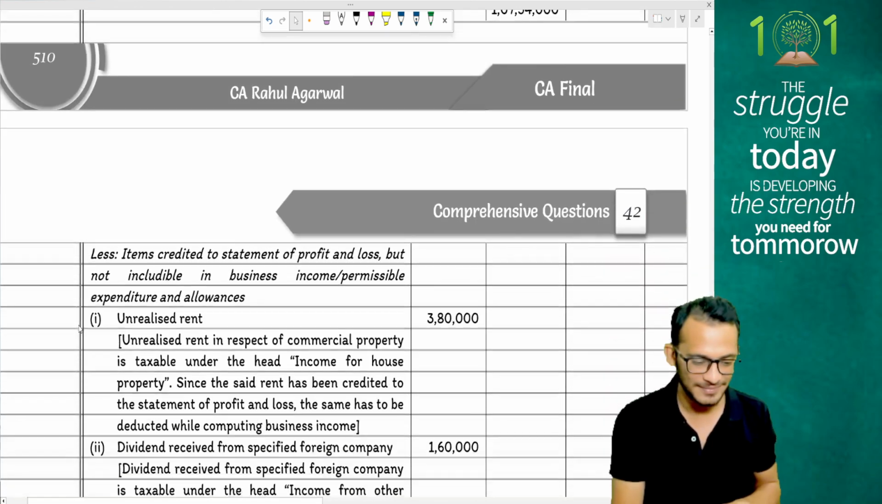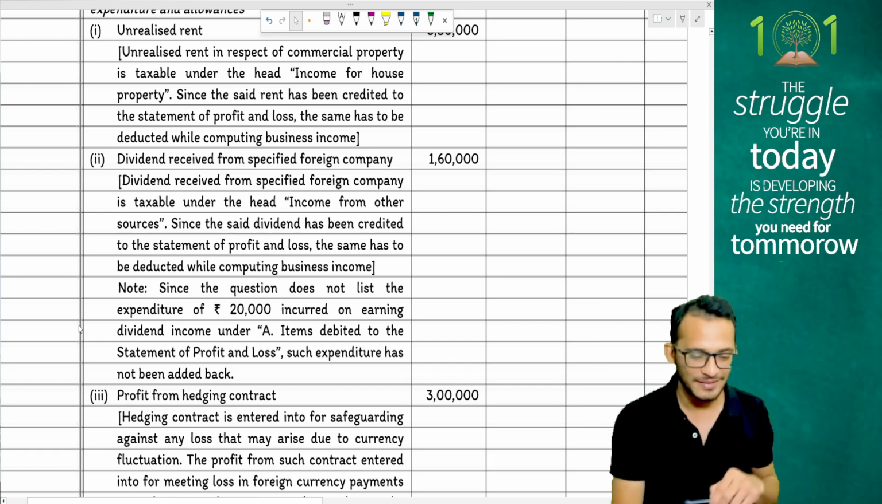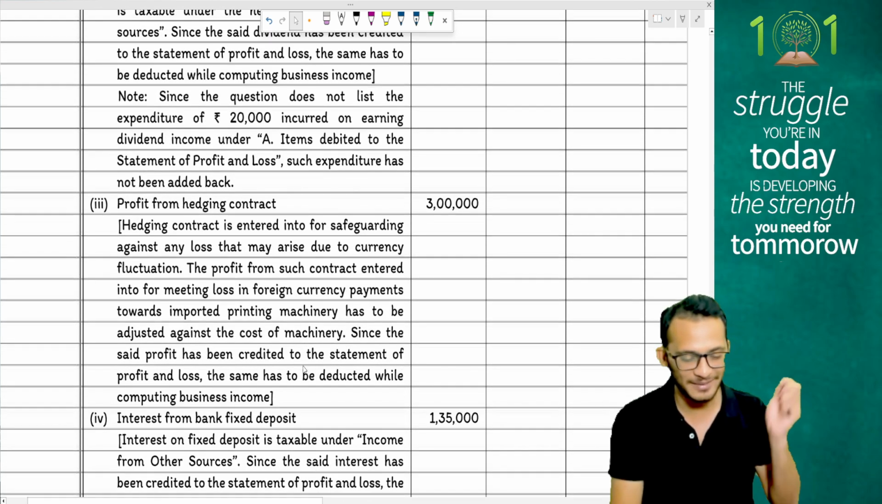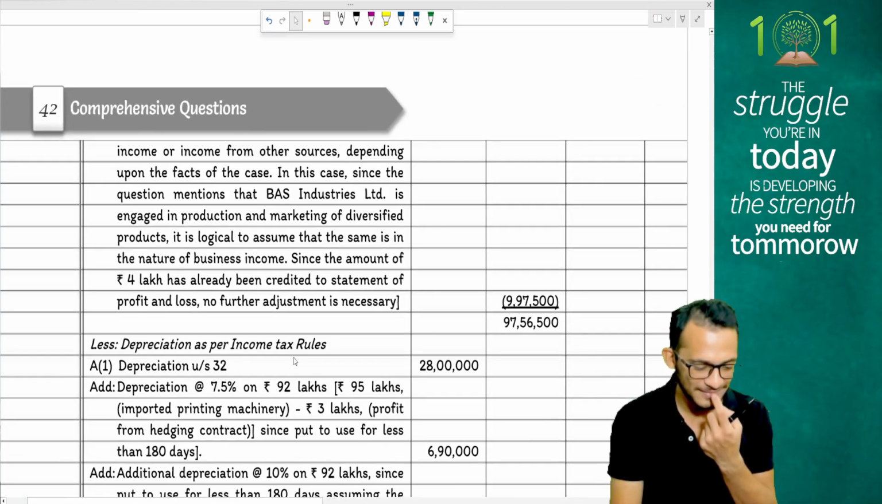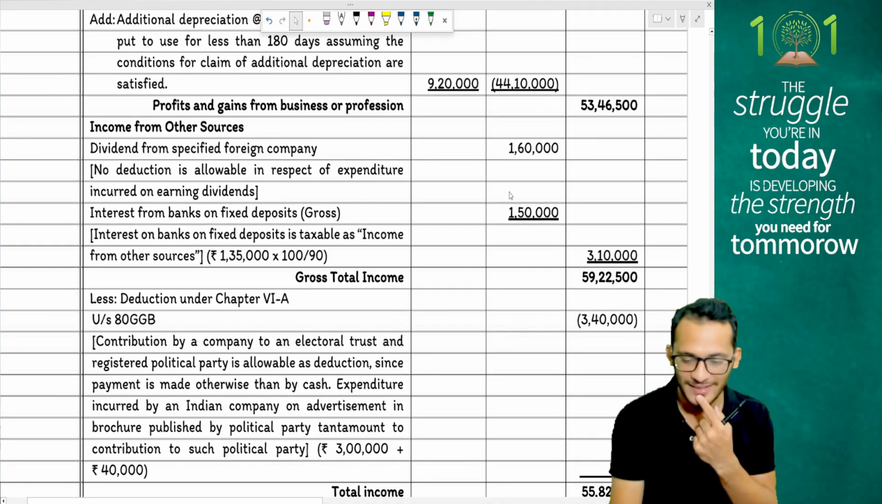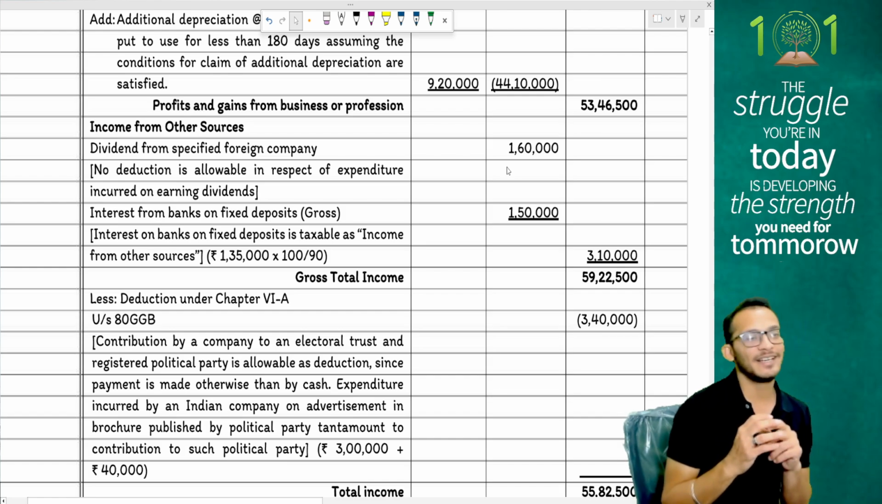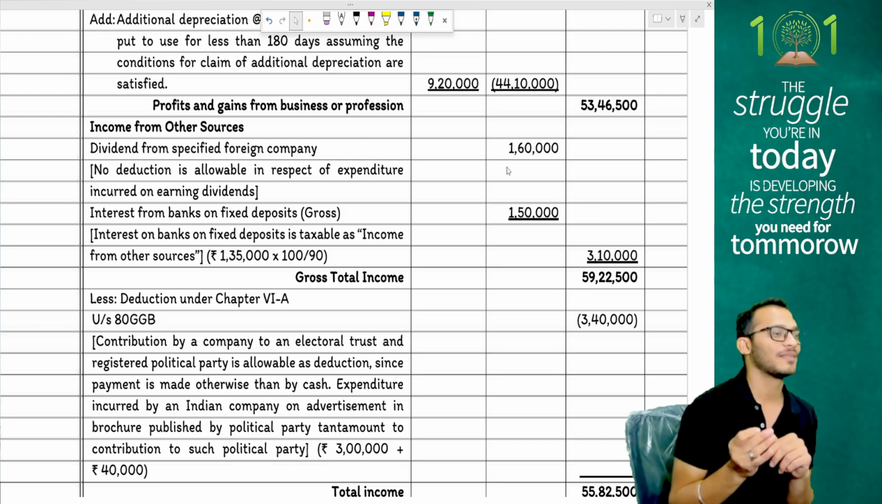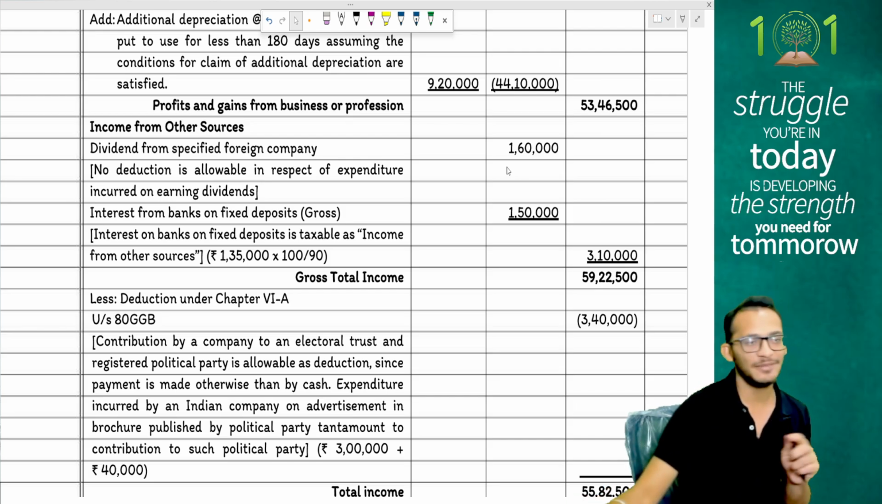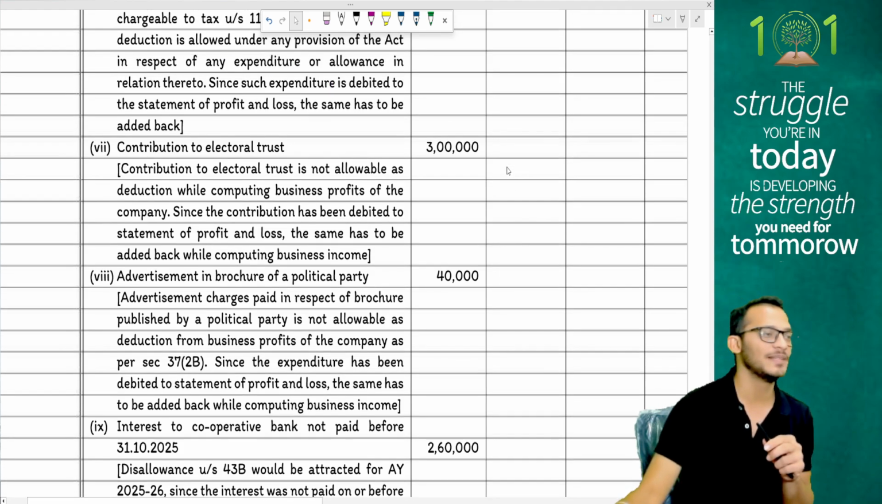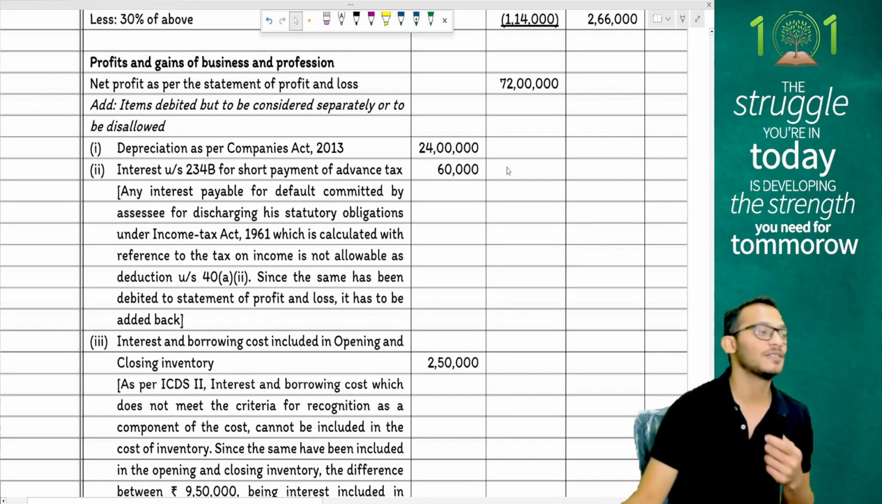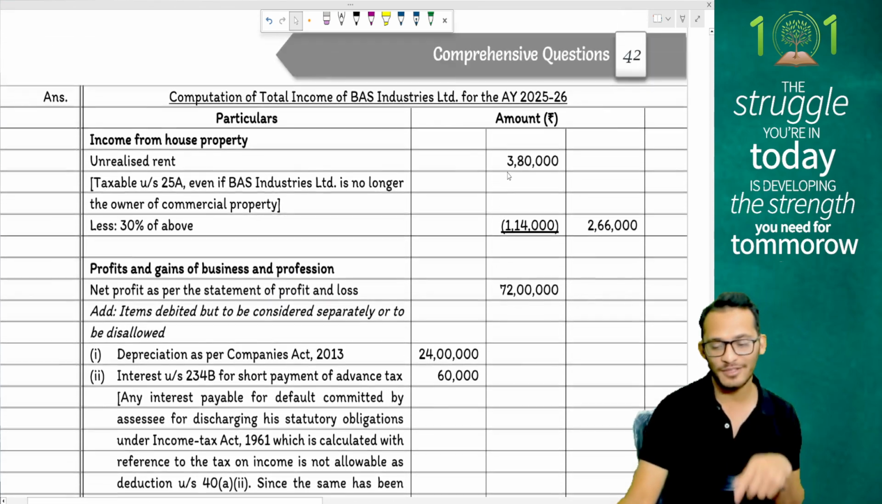So they have removed 1,60,000. Since the question does not list the expenditure of 20,000 incurred on earning dividend income under items debited to P&L, such expenditure has not been added back. Okay. In OS, they've taken 1,60,000 as it is, which means they've taken alternate number 3. 20,000 was not even there in the P&L. They've taken an assumption that 20,000 was not even there in the P&L, and therefore nothing is done in PGBP nor in IFOS, because they made an assumption this is not interest cost.